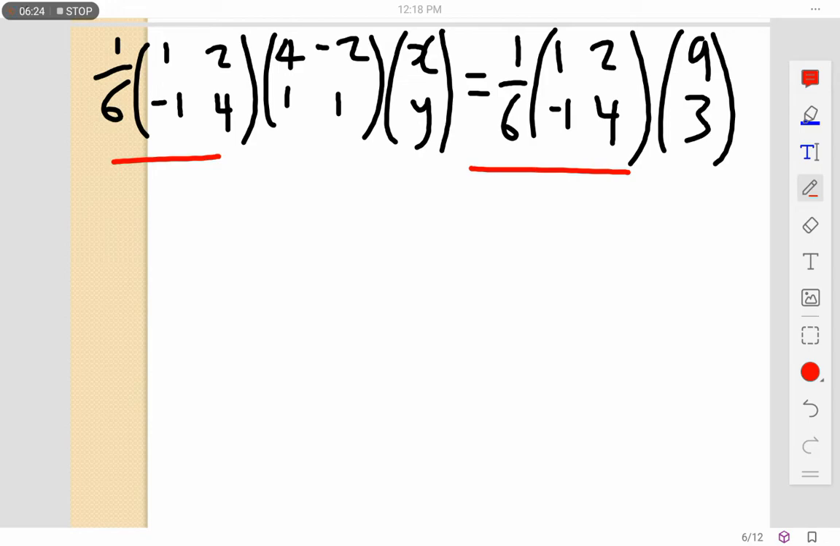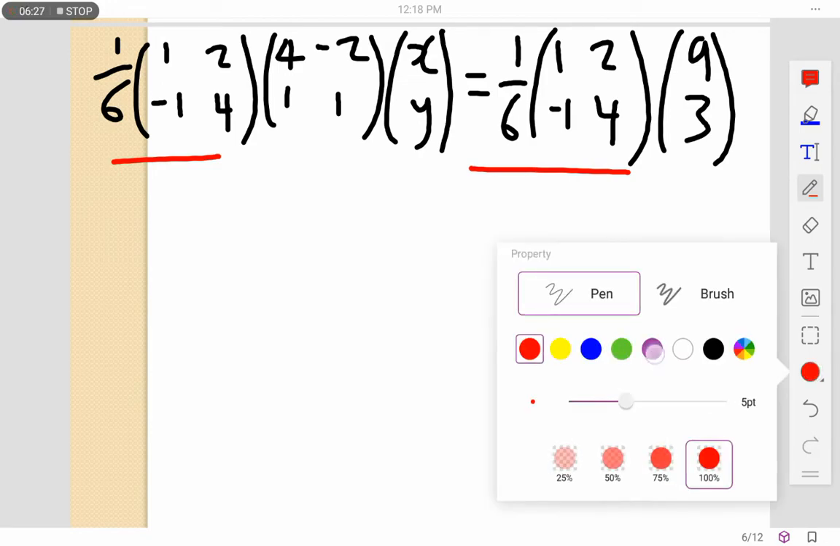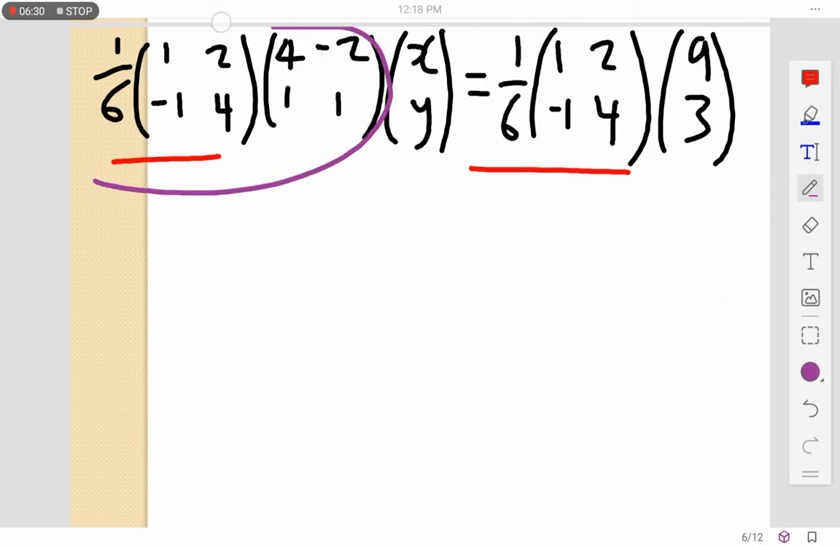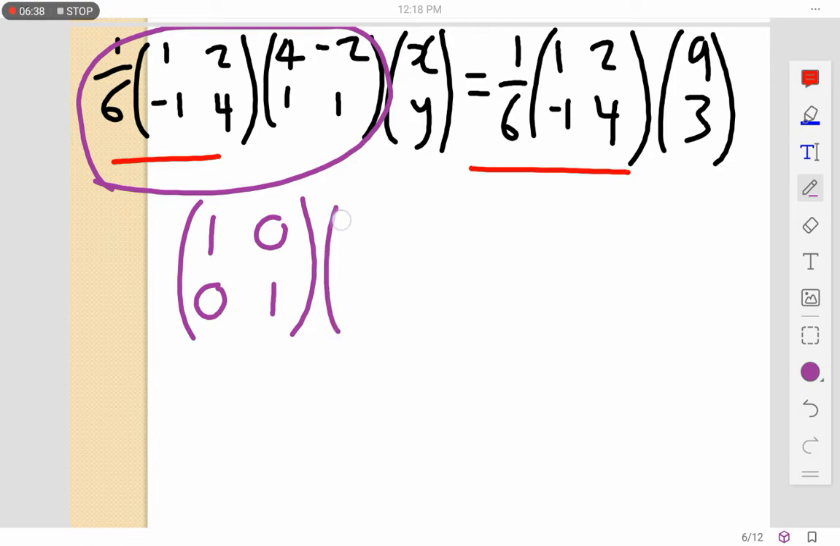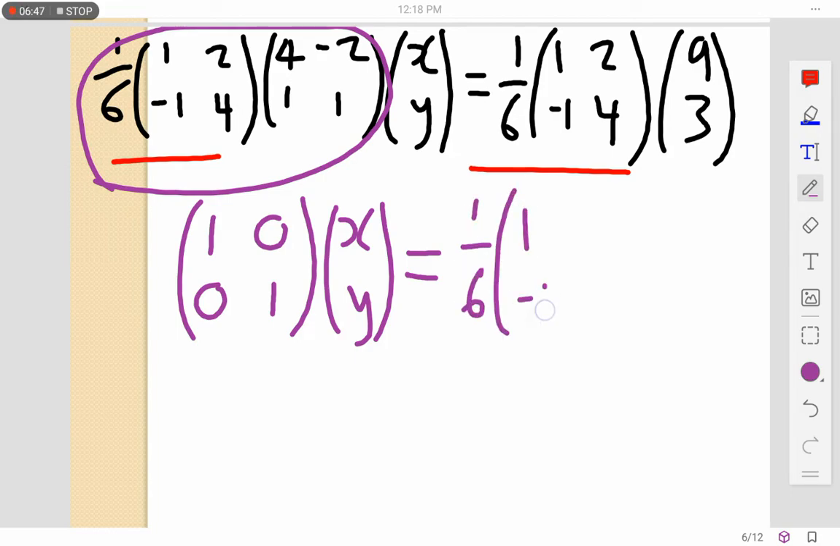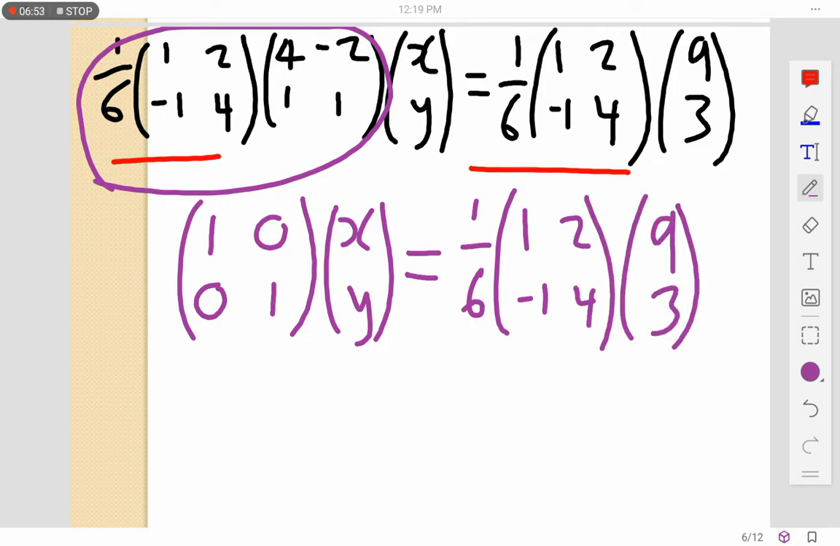So what happens is this: whenever we have a multiplication of a matrix and its inverse, we get an identity matrix, 1, 0, 0, 1. So this is what we'll get on that side, and we have here x, y. This will become equal to 1 over 6 times [1, -1; 2, 4] times [9, 3]. Okay, like that. So now if we multiply an identity on this side with xy, we will get xy, like that. You can prove that later on.